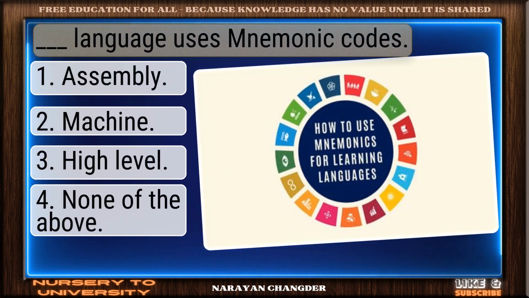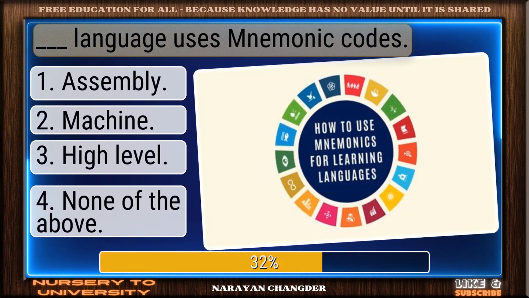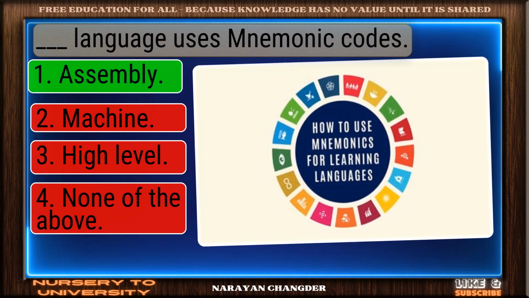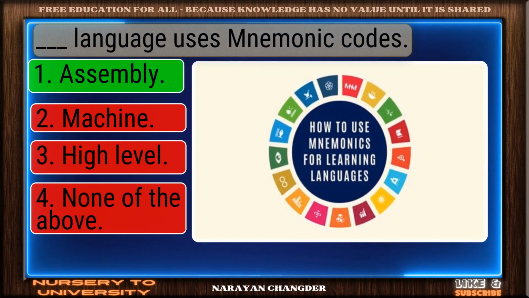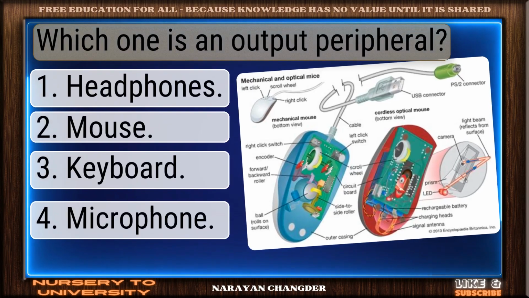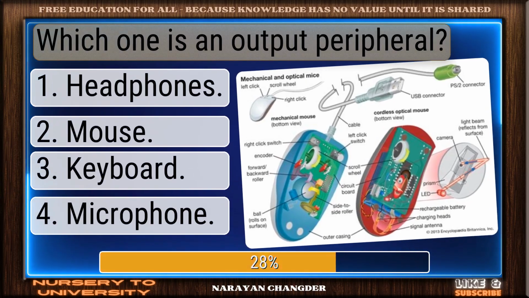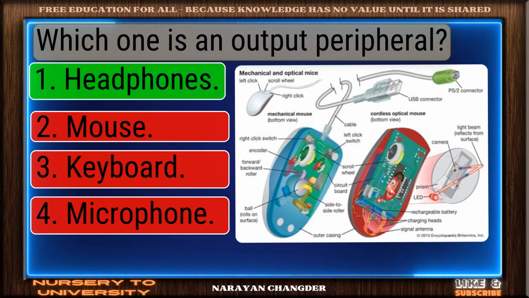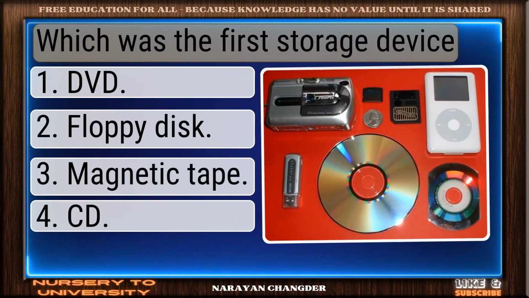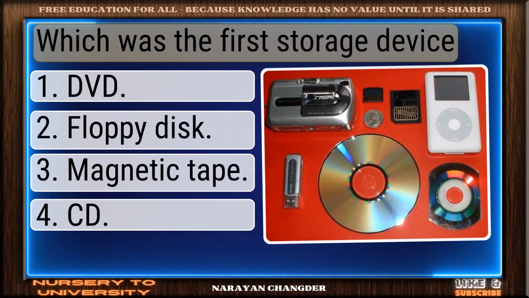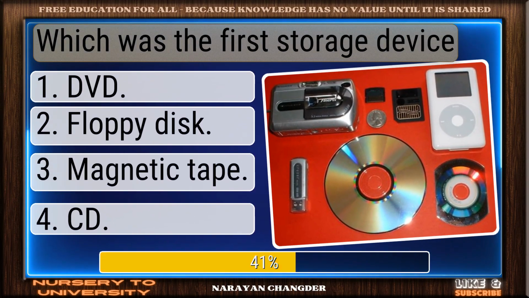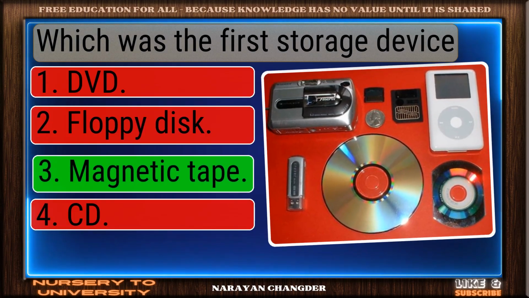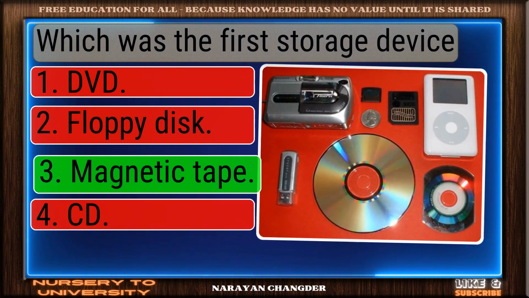Dash language uses mnemonic codes. Correct response. Assembly is accurate. Which one is an output peripheral? Excellent choice. Headphones is right. Which was the first storage device? Perfect. Magnetic tape is the one.